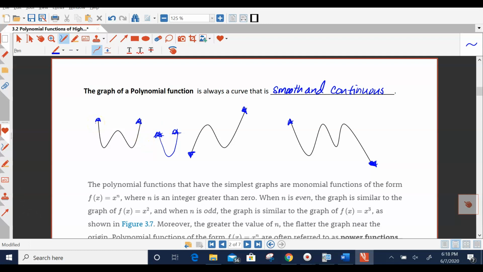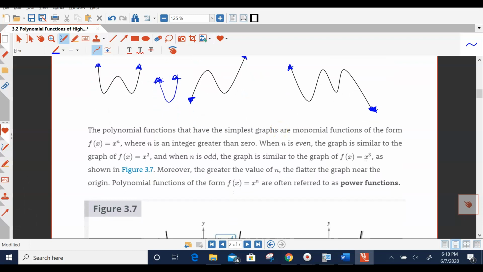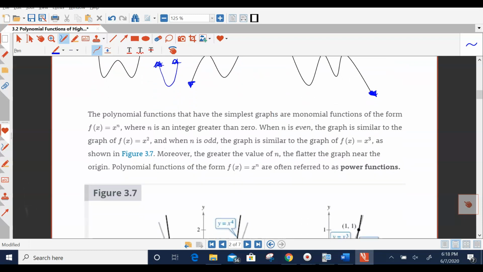Well, the simplest polynomial to graph is a monomial, because all we have to do is use our rules for shifting and reflecting to graph those. They're not going to have a bunch of hills and valleys in between them. So let's consider some monomials. They're often referred to as a power function.